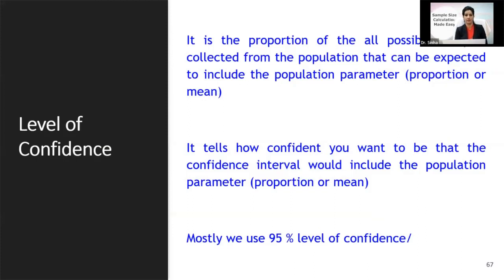Now, what is the level of confidence? For any subject, any study, you calculate a sample statistic. The confidence level is the proportion of all possible samples. From a population, you withdraw many samples, and this level of confidence tells you how confident you are that the samples withdrawn from that population will have the population parameter in that interval. Mostly we use the 95% level of confidence. That means we are 95% confident that the population parameter will lie between those two margins. We will see this shortly in an example.